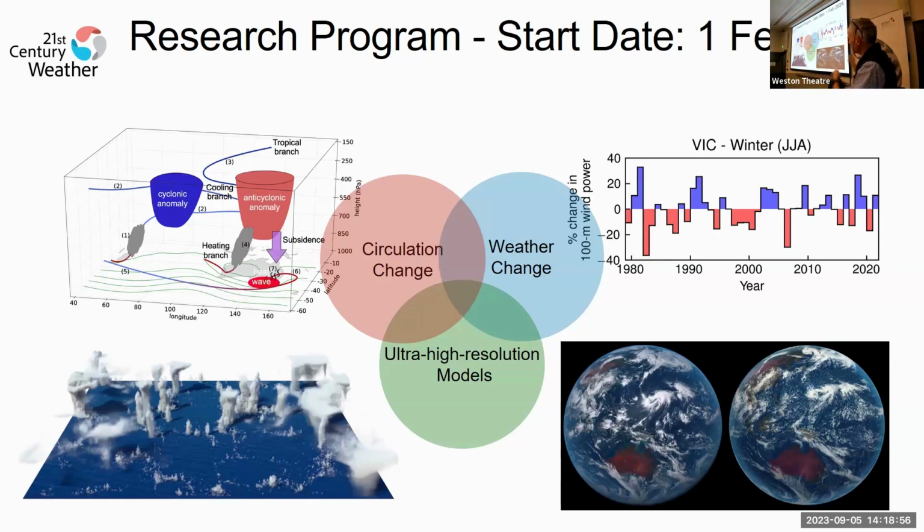How does the land change the circulation of the atmosphere, change the circulation of the ocean? Then we want to know, what does that mean for people on the ground? That's the weather change theme. So how does that actually translate into changes, things we care about?